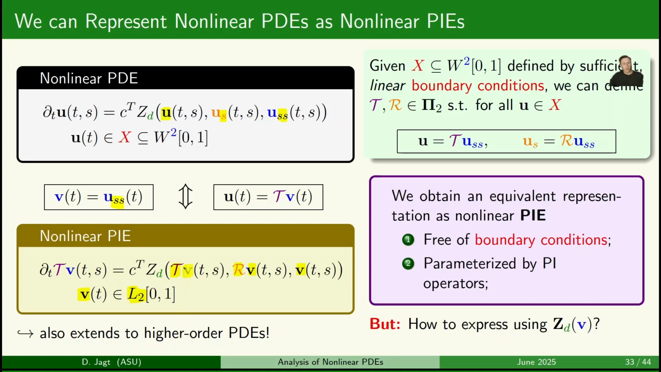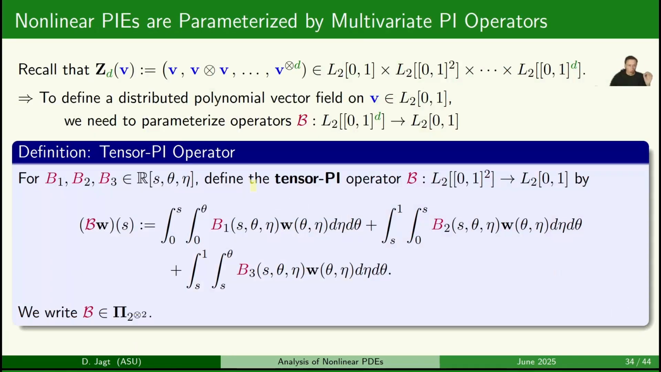But unfortunately, this representation is still expressed in terms of pointwise polynomial combinations, whereas our distributed polynomials are, of course, expressed in terms of these distributed monomials. So then how do we express this PI representation in terms of our distributed monomial basis? Well, for this, recall that our distributed monomials are given as these tensor products of the state v with itself. But then this d-ordered tensor product will be a function of d spatial variables.